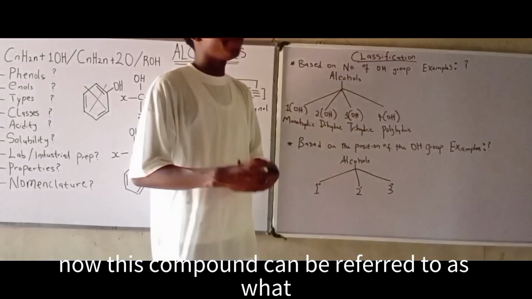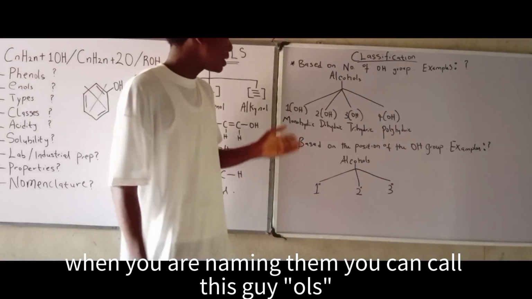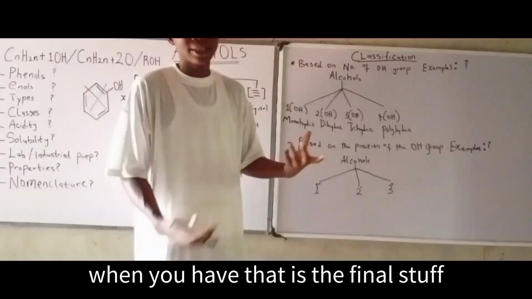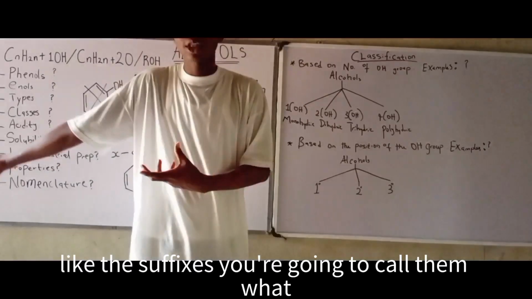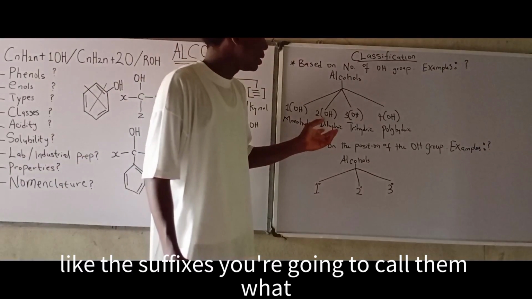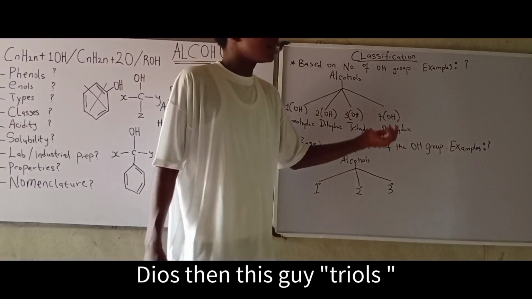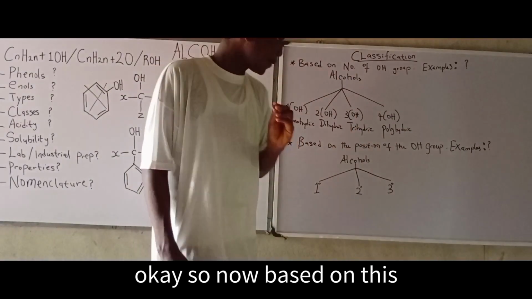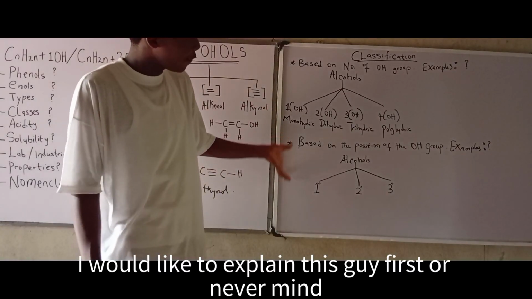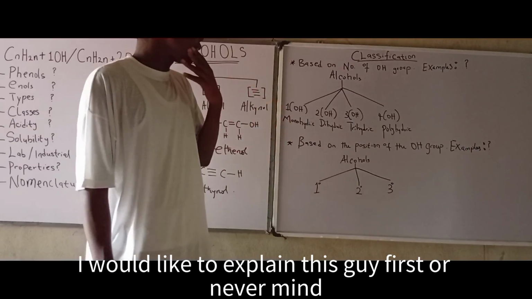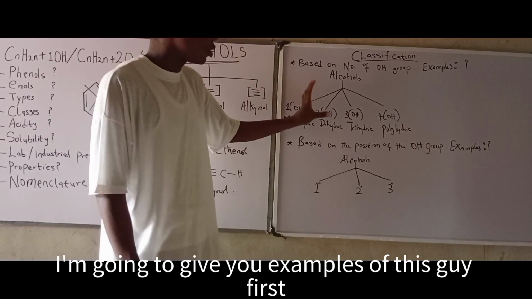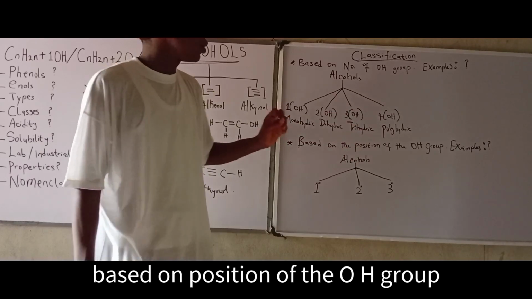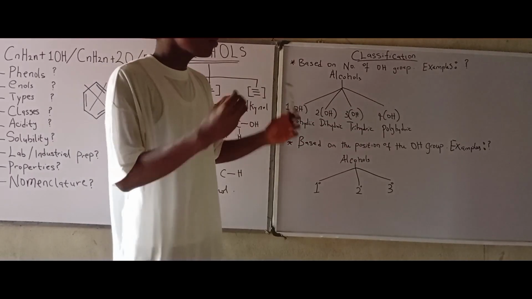Now, this compound can be referred to as what? When you are naming them, you can call this guy ols. You can call this dihydric diols. When it comes to the suffix, you are going to call them what? Diols. Then this guy triols. This guy you can also call polyols. Okay? So now, based on this, I would like to explain this guy first. Or never mind. See what we'll do. I'm going to give you examples of this guy first before we explain this other one below, based on position of the OH group. So now, based on this, what do we have?